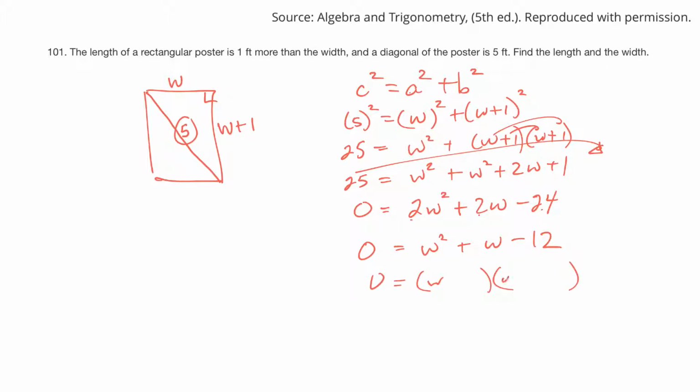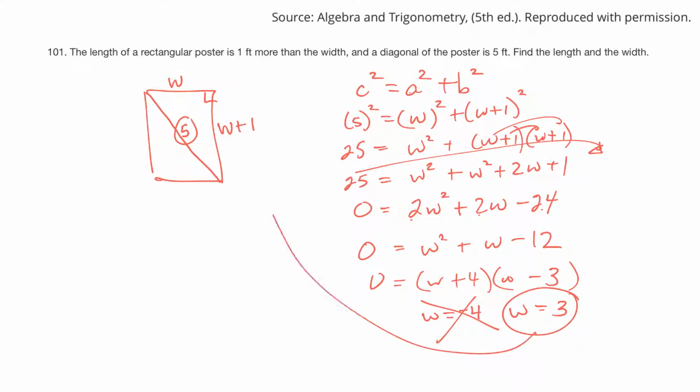So W, I think it's plus 4 and a minus 3. So either the width is negative 4 or the width is 3. Having a negative number for a width doesn't make sense, so I'd say the width is 3, and then if you plug that back in right there, the length must be 4. Okay, hopefully that helps show that one.